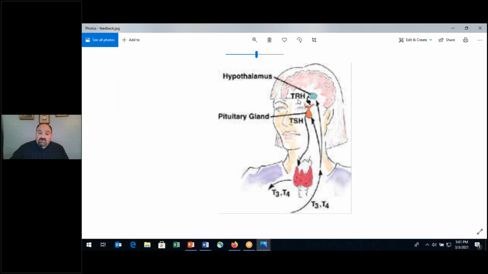So thyrotropin releasing hormone is produced and released by the hypothalamus, and then the thyroid stimulating hormone is synthesized and released by the pituitary gland, and this will have the action then and be sent to the target tissue, the thyroid gland, okay, which will in turn respond accordingly by producing T3 and T4.